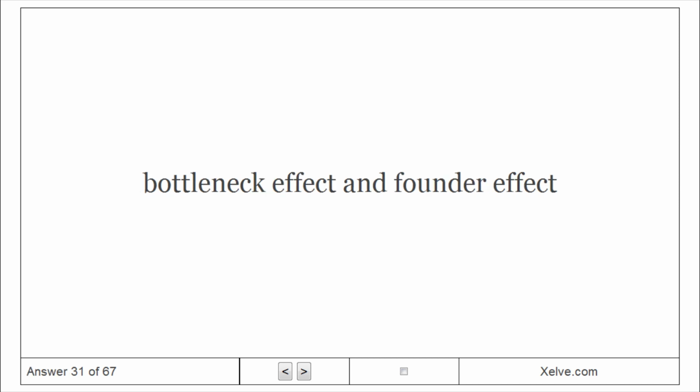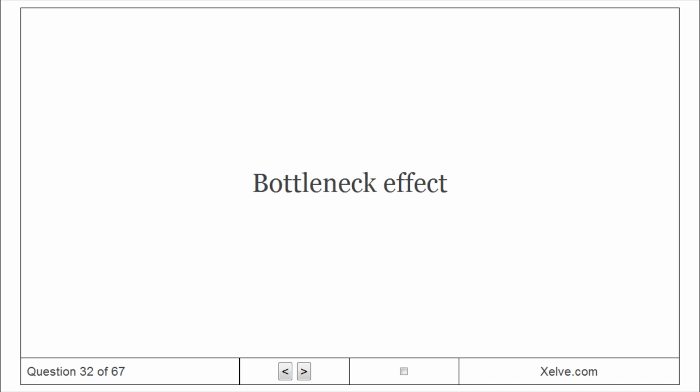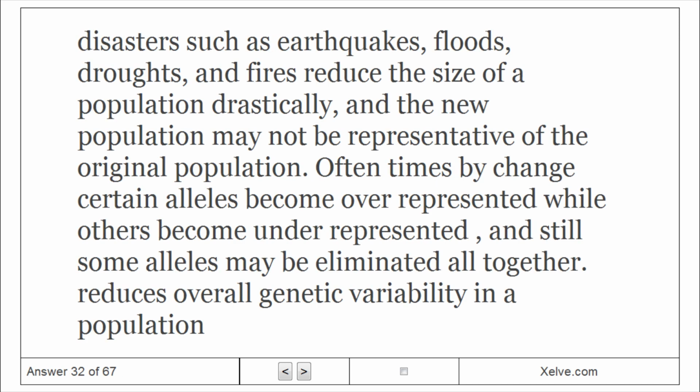Bottleneck effect and founder effect. Bottleneck effect. Disasters such as earthquakes, floods, droughts, and fires reduce the size of a population drastically, and the new population may not be representative of the original population. Oftentimes, by chance, certain alleles become overrepresented while others become underrepresented, and still some alleles may be eliminated altogether. This reduces overall genetic variability in a population.